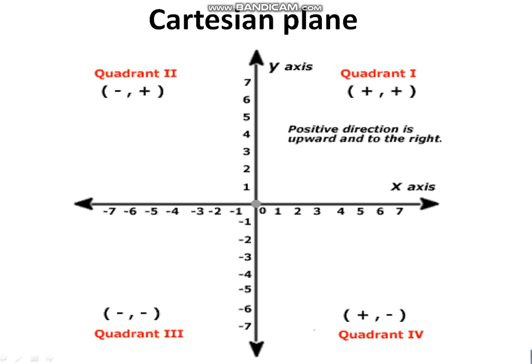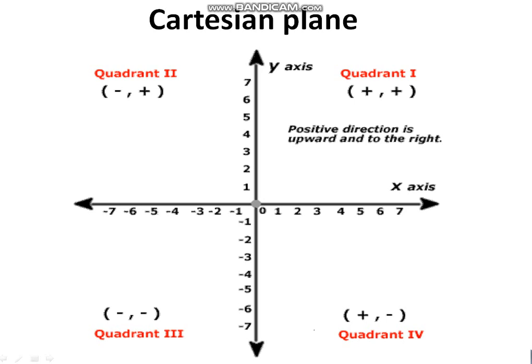The first quadrant is the part with the positive x-axis and positive y-axis. Here both are positive. X is positive and Y is also positive. In the first quadrant, what are the signs we get? Positive, positive.